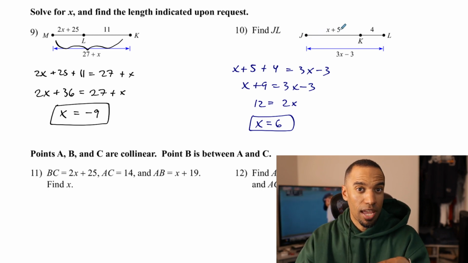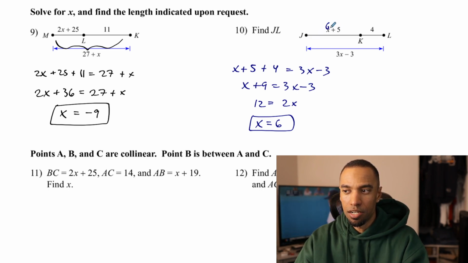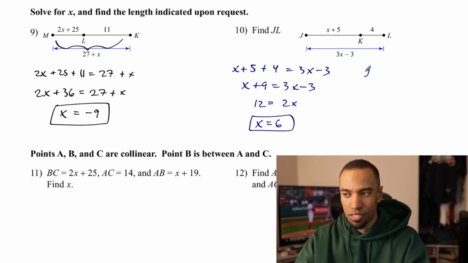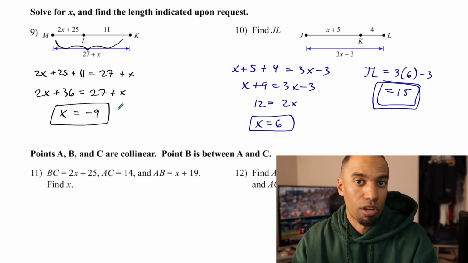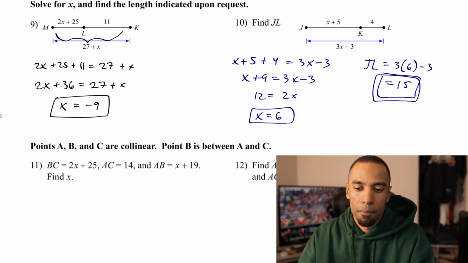I need to find the length of JL. I can either, again, plug 6 into here. 6 plus 5 is 11, plus 4 is 15. Or 3 times 6. I'm going to do the one that's actually JL. 3 times 6 is 18, minus 3 is 15. And that is the answer that we're trying to find. Solve for x first, then find the length of JL.